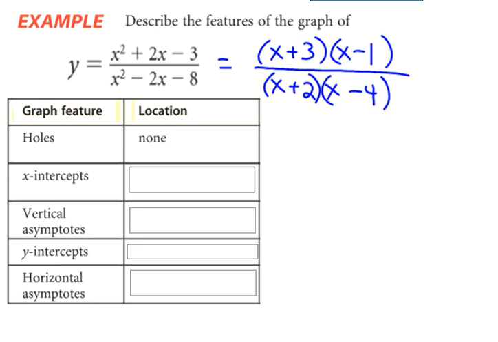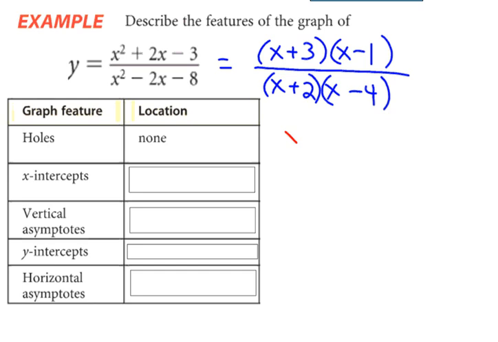Alright, next thing we're going to try to find is the x-intercepts. X-intercepts are like the roots and the zeros, correct? To find the x-intercepts in a rational function like we have, we're going to find the roots of the numerator.